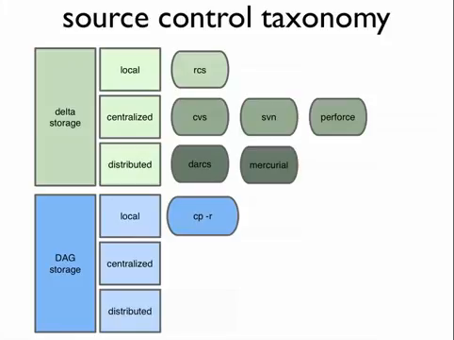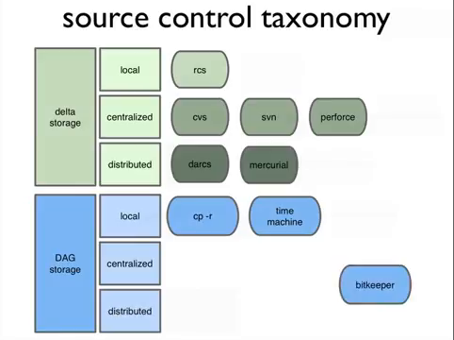Git is different. So probably the most common local tree storage is copy-paste. This is probably the most commonly used source control management system out there. A more sophisticated version of that would be Time Machine, which actually uses hard-linked files rather than copies of every file. It hard links files that are identical, so it doesn't reuse disk space.